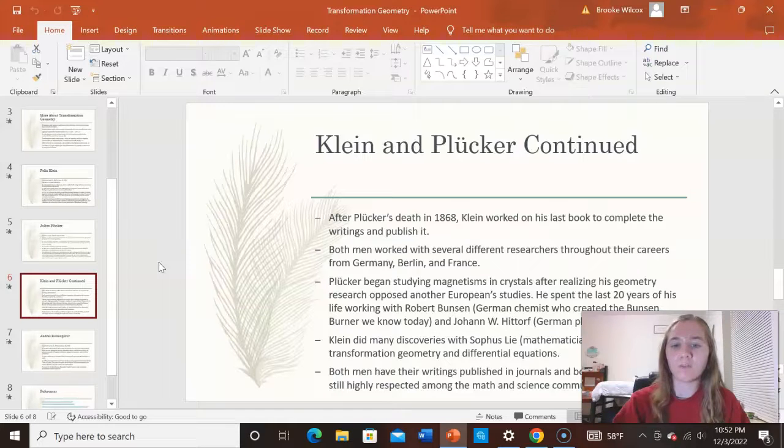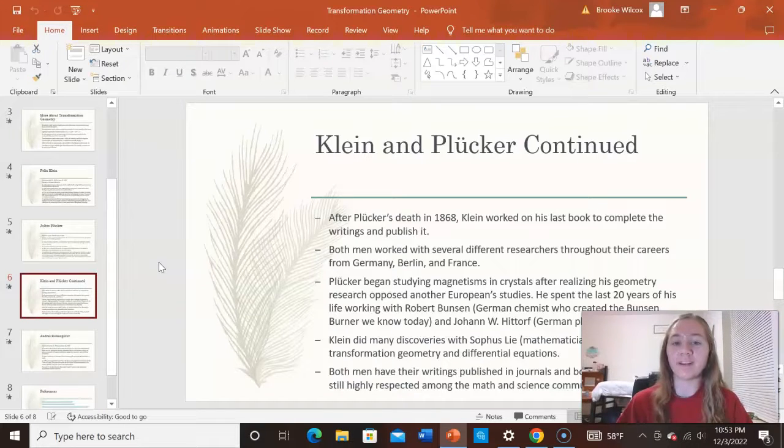Both men worked with several different researchers throughout their careers from countries including Germany, Berlin, and France. Plucker began studying magnetisms and crystals after realizing his geometry research opposed another European's studies. He spent the last 20 years of his life working with Robert Bunsen, a German chemist who created the Bunsen burner we know today.